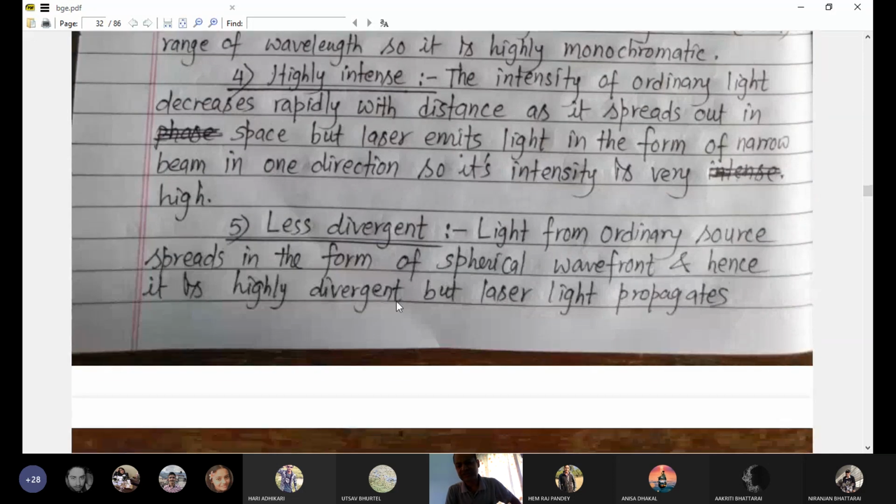And another is less divergent. Light from the ordinary source spreads out in the form of spherical wavefront, and hence it is highly divergent. But laser light propagates in the form of plane wavefront. So you can say it is less divergent. So you can say the another difference between ordinary light and laser light is the laser light is less divergent, but the ordinary light is highly divergent. These are some differences between ordinary light and laser light.